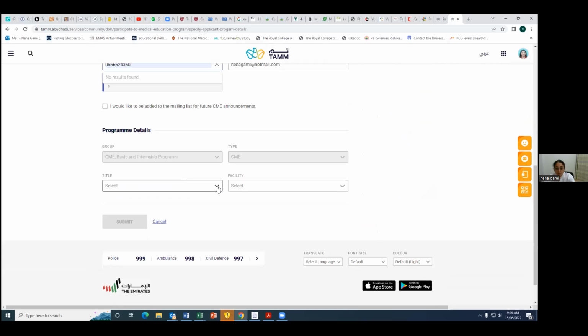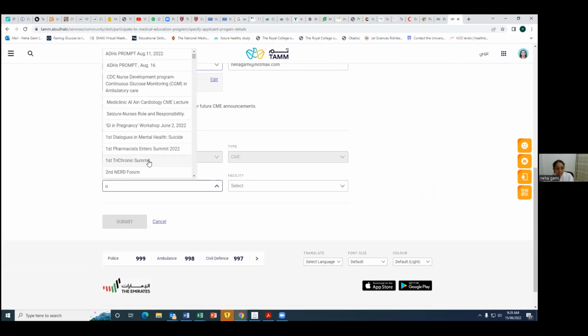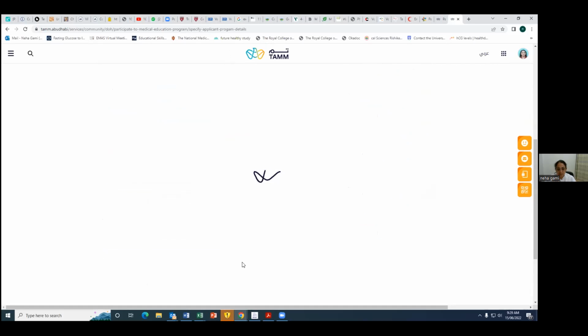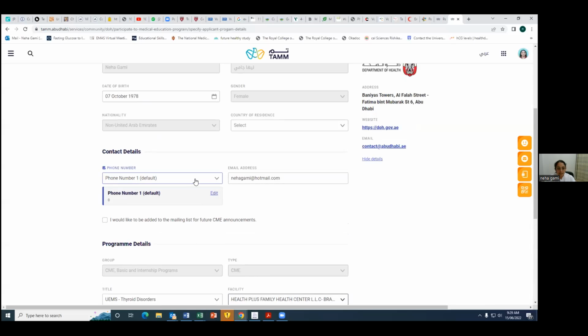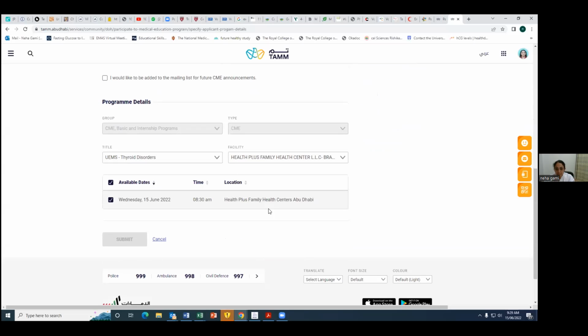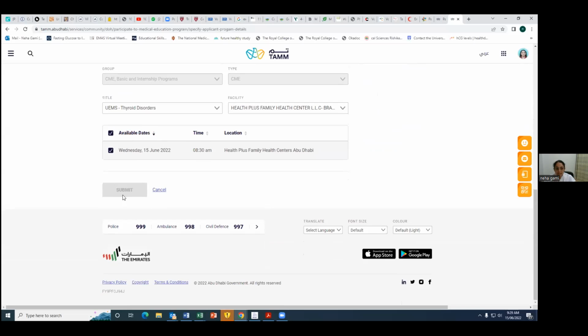And then here you have to select the program details. We have kept UEMS as the first. Yes, you can see all the sessions organized by UEMS are here. So for example, if you attended thyroid disorders, you could click on this and then select the facility. Okay, it's not accepting submit because my number is not saved. But basically, this is what you will do. Once you've completed this form and selected the session that you've attended, you will submit. Once you submit, you will get a message that your application has been submitted. We will get a message that you have applied, and in a few days, we will sit and approve your application. As soon as it is approved, you will get a message again, and you can go and download your certificate from the same website.